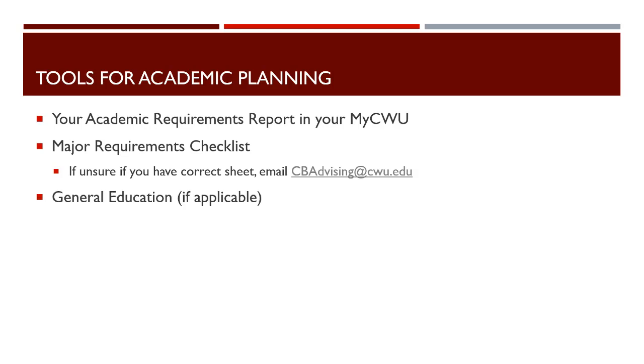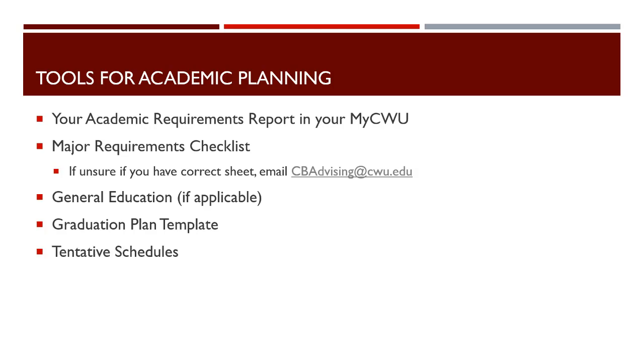A general education worksheet. If you still have general education requirements, download a general education worksheet as well. Printing these is a good idea, as it is easier to simply write on the form. A graduation plan template. This is also available on the tools site.